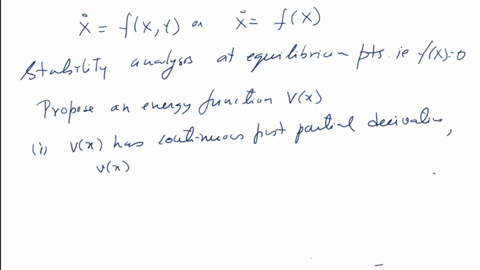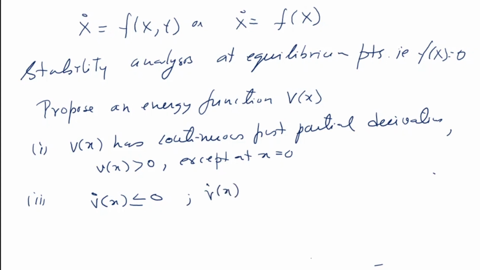V(x) is greater than 0 except at x equal to 0. So this is the first thing that V(x) must satisfy. The second thing V(x) must satisfy is that V dot(x) is less than or equal to 0. Here V dot(x) is the change along the system trajectories.